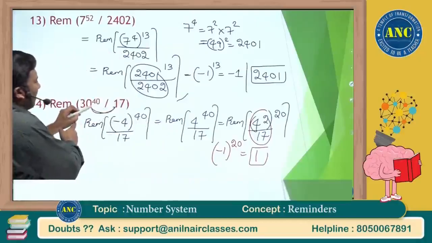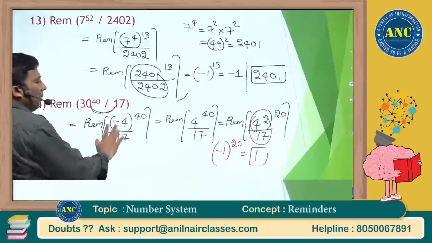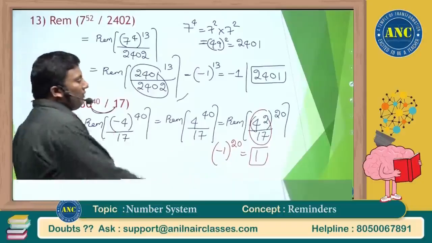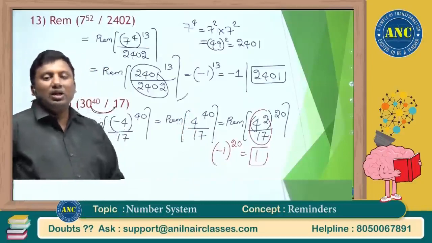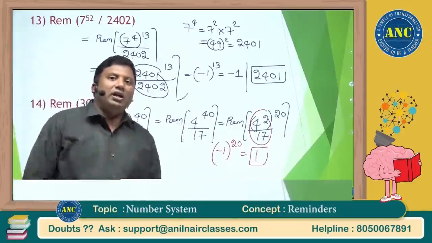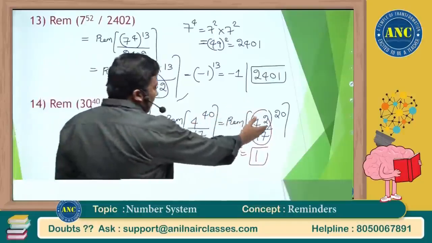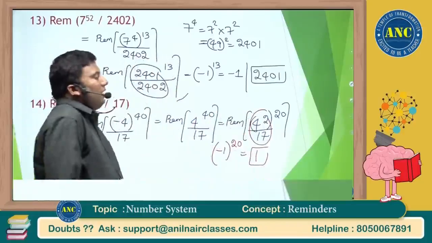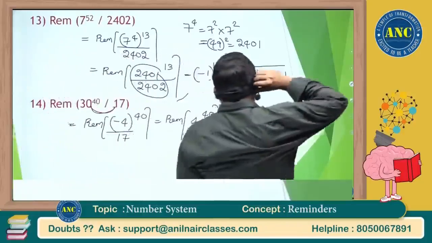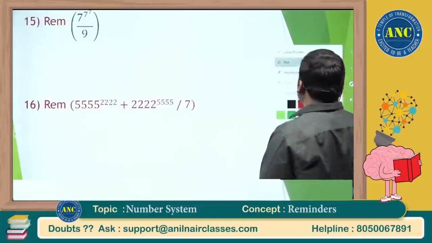17 twos are 34. Negative remainder is minus 4. Minus 4 power 40 is 4 power 40. 4 power 40 can be written as 4 square power 20 divided by 17. 4 square is 16, 16 by 17. 17 ones are 17. Minus 1 power 20. Minus 1 power even is plus 1.